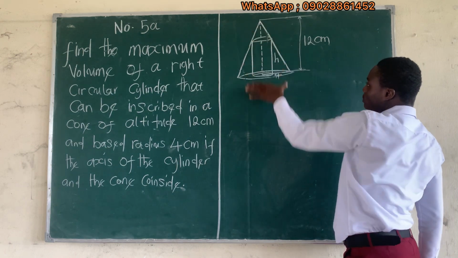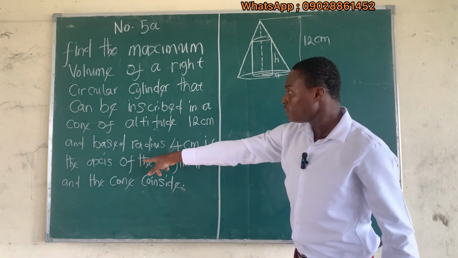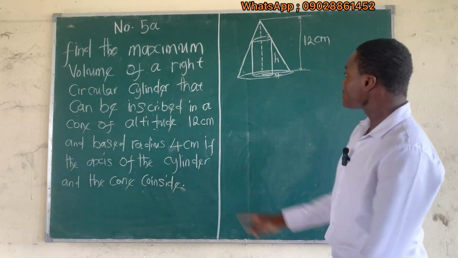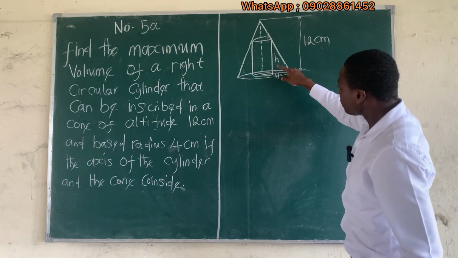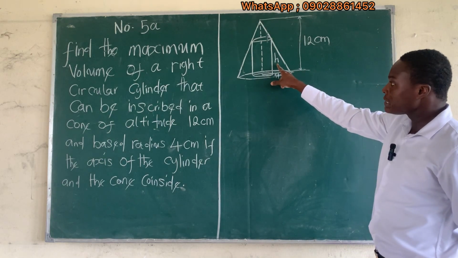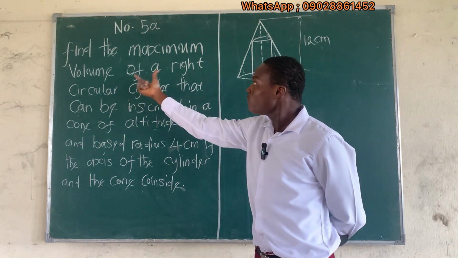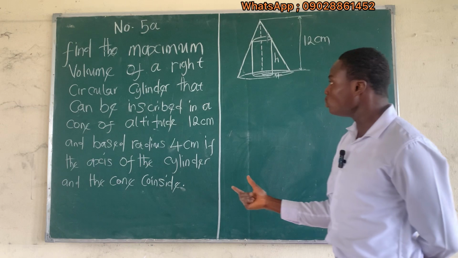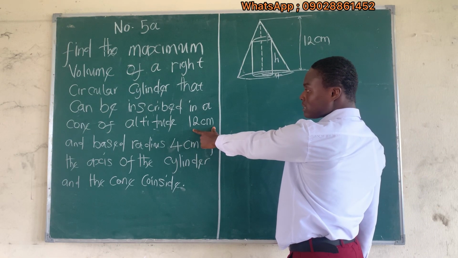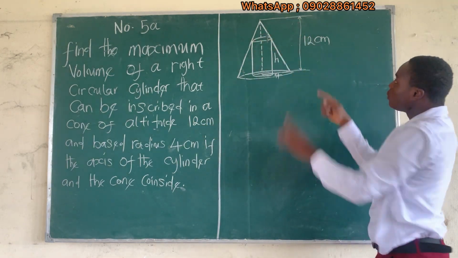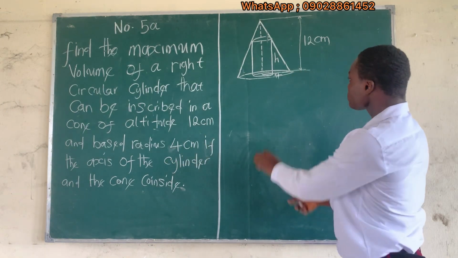Now this is the cone, and this is the cylinder. The axis of the cone and the cylinder coincide, so I have that here. And now this from here to here should be the height of my cylinder, which is what I'm looking for, because I'm asked to find the maximum volume of the cylinder, not the cone. But they gave us the altitude of the cone to be 12 centimeter. That is the height. The height of the cone they gave to us is 12 centimeter, and the base radius of the cone is 4 centimeter.